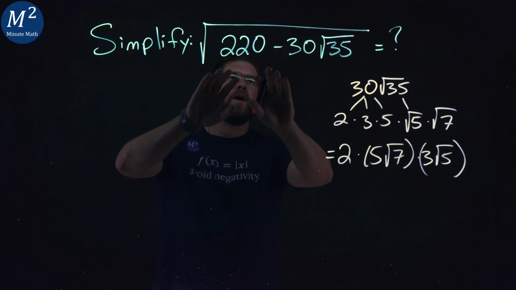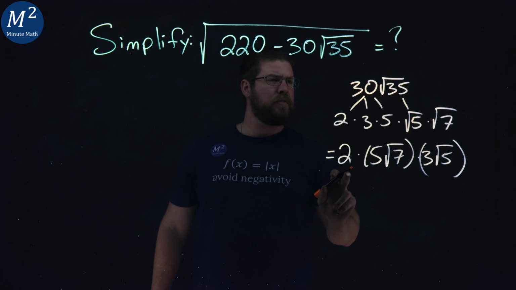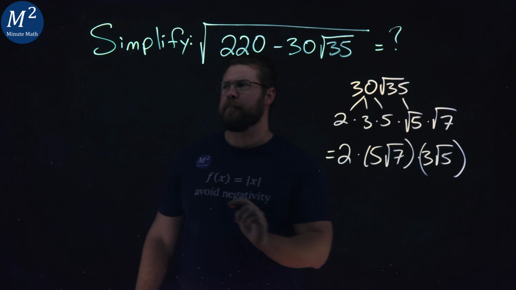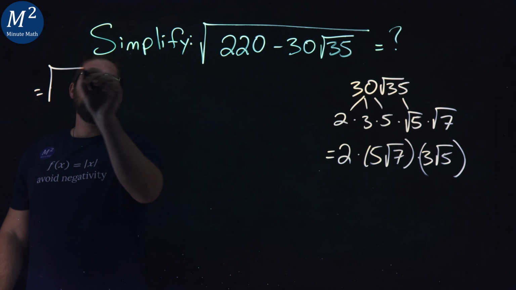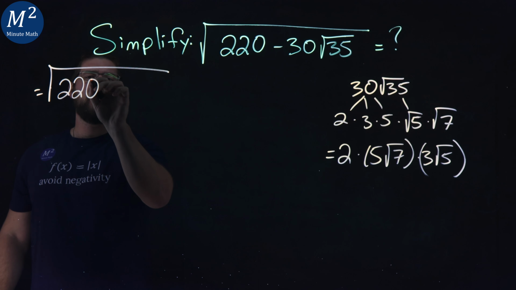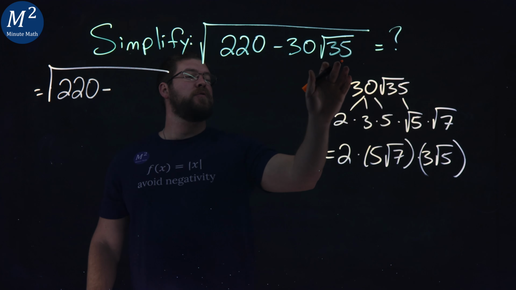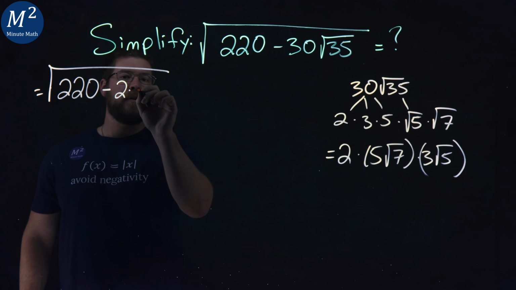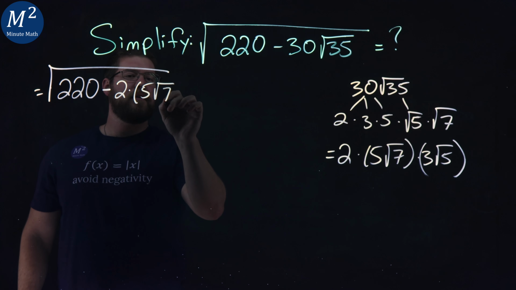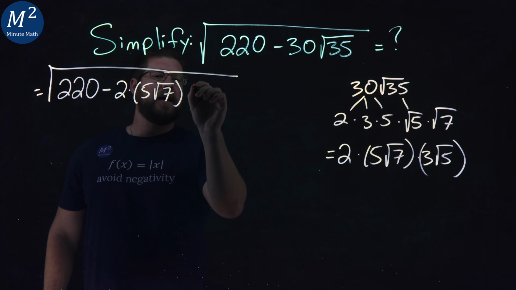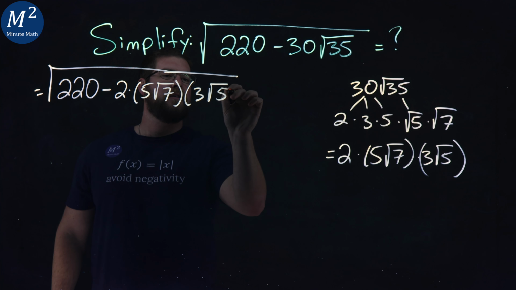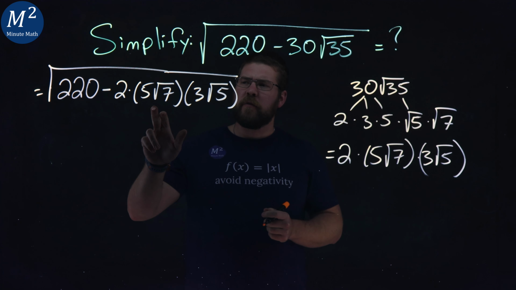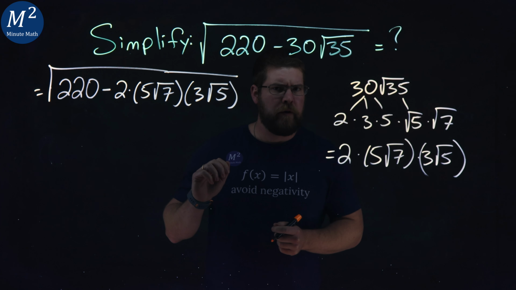So now let's rewrite our original square root, and we can substitute 30 square root 35 in for what we broke down here. Alright, so we have the square root of 220 minus, and instead of 30 square root of 35, I'm going to write 2 times 5 square root of 7, multiplying that out here, times a 3 square root of 5. Now where do we go from here? Well, I'm going to look at this 5 square root of 7 and 3 square root of 5.